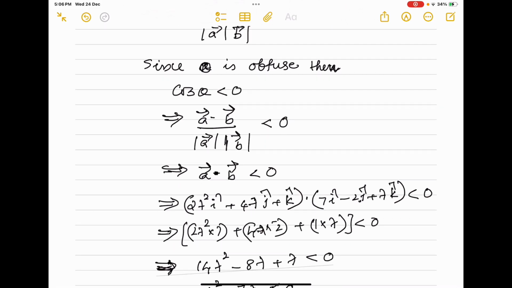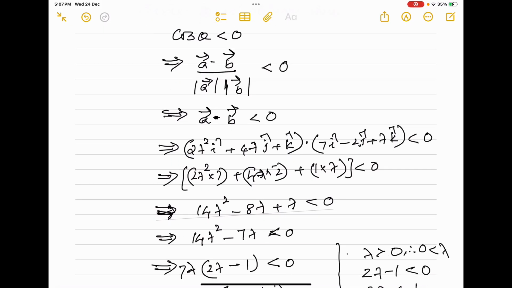And how will you find out vector A dot B? Sum of the product of coefficients of i, j, k. So here 2 lambda square i cap plus 4 lambda j cap plus k cap dot 7 i cap minus 2 j cap plus lambda k cap, which is less than 0. Then multiply the coefficients: 2 lambda square into 7 plus 4 lambda into negative 2 plus 1 into lambda is less than 0. That implies 14 lambda square minus 8 lambda plus lambda less than 0. That is 14 lambda square minus 7 lambda less than 0.